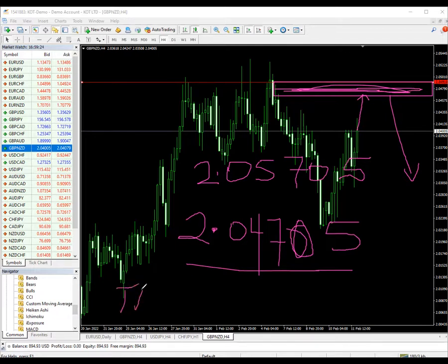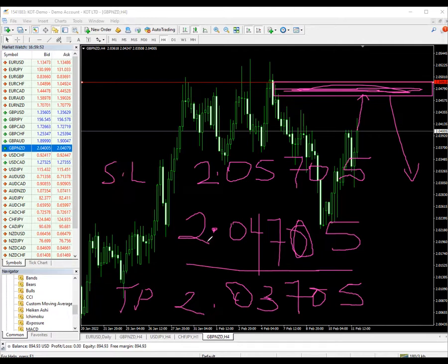Your TP is going to be 2.03705. This is going to be our TP. 2.03705, that's our TP, and our stop loss is 2.05705. This is our stop loss. So this is what it is going to be.